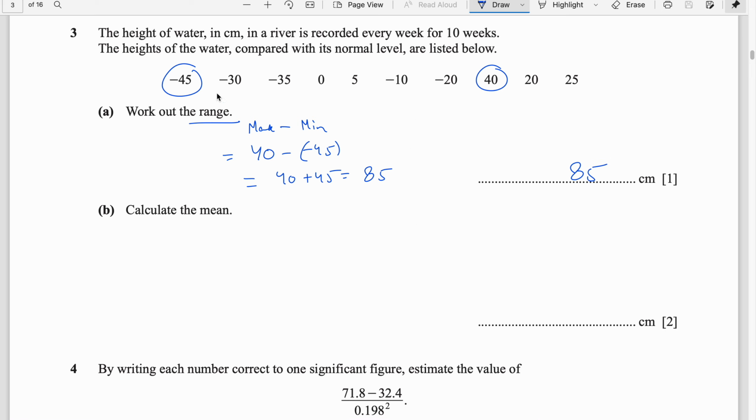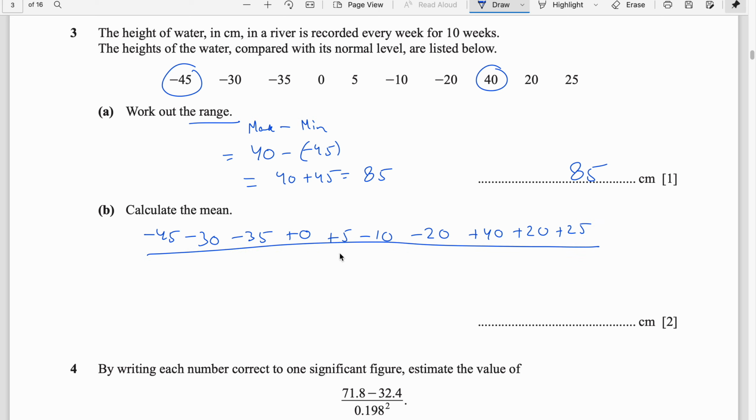Calculate the mean. So we have these 10 values. You will have to add all of them: minus 45, minus 30, minus 35, 0, 5, minus 10, minus 20, 40, 20, 25, divided by 10. So the sum of all this is minus 50 by 10 and your mean is minus 5.